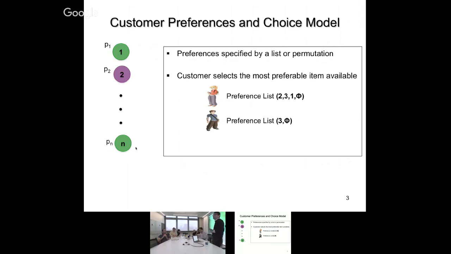Now, if a subset of options is offered to a user, the user would select the highest in his or her list. For instance, let's say I only offer options 1 and n. The first user has a preference list of 2, 3, 1, and then nothing. The empty set just says the user exits the system. So the first user would pick product 1, and the second user would look for option 3, not find it, and so would exit the system.